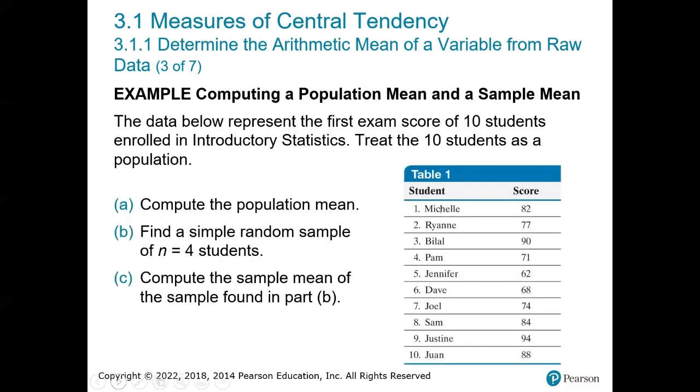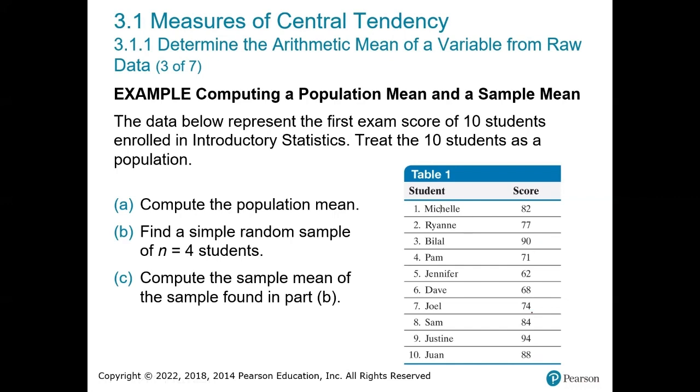So let's say we have given an exam to 10 students that are enrolled in introductory statistics. We are going to pretend that this 10 is my population. It is the entire class. So first, we want to calculate the population mean. Then we're going to find a random sample of 4 students and compute the sample mean found in part B. All right, so I have 10 scores here.